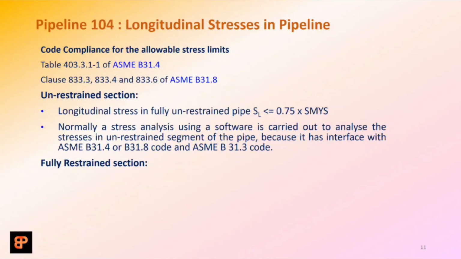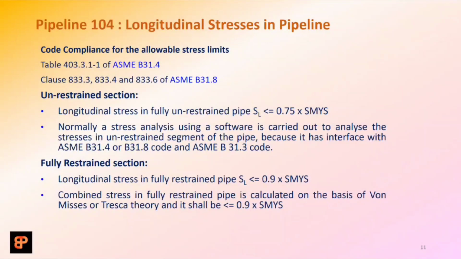Whereas for fully restrained section, we can always check the net longitudinal stress, and it has to be lower than 90% SMYS, and the combined stress, which is a combination of longitudinal and hoop stress. There are two theories involved in that. One is von Mises and one is Tresca, and normally von Mises theory is applicable. And once you calculate the combined stress by means of one of these theories, the formula is given in the code, then the combined stress shall be less than 90% SMYS.